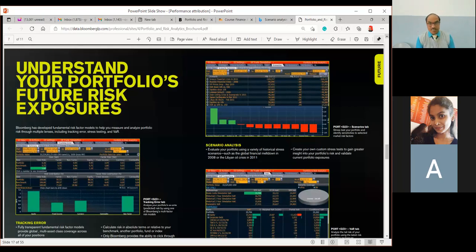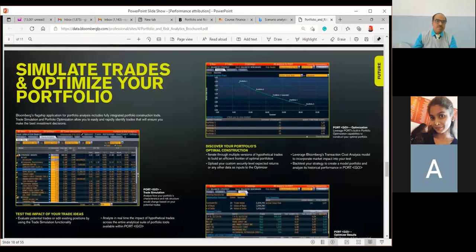As we discussed in the case of Bloomberg's PVT, it is the software. I think it will visualize everything we have studied. In the PVT software, it will also tell about the portfolio's future risk. That is the value at risk that we calculated. That value at risk will be shown clearly in the form of future risk exposure. Same thing. Then the optimization.